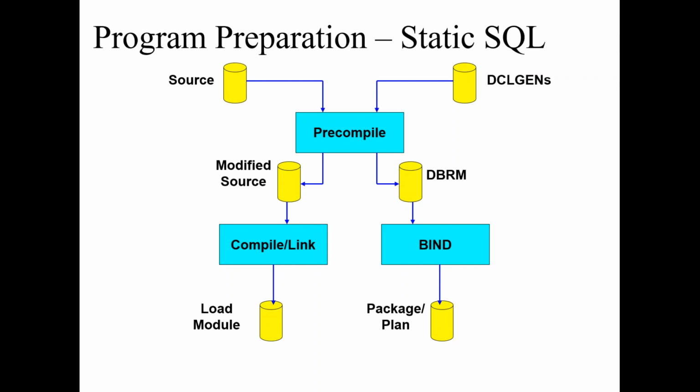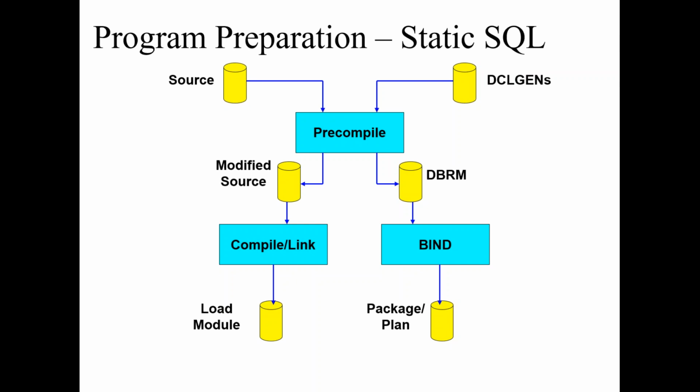And both of these things come into a process called the precompile. The precompile's function in life is to separate the SQL from the COBOL. Right? COBOL goes off to the left and SQL goes off to the right. The module coming out to the left, we call that the modified source. And usually in your JCL, that'll actually be a temporary data set. In other words, we don't keep that. It's just the COBOL code scrubbed of its SQL, ready to go into the compiler.